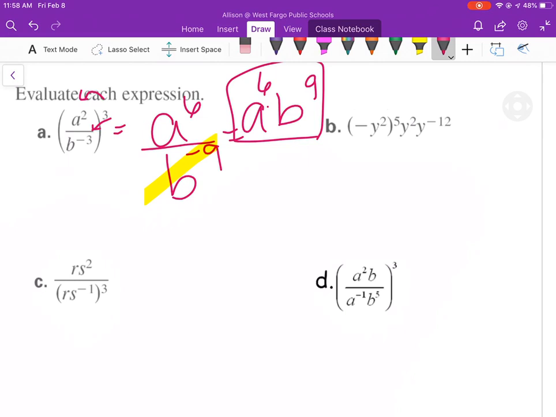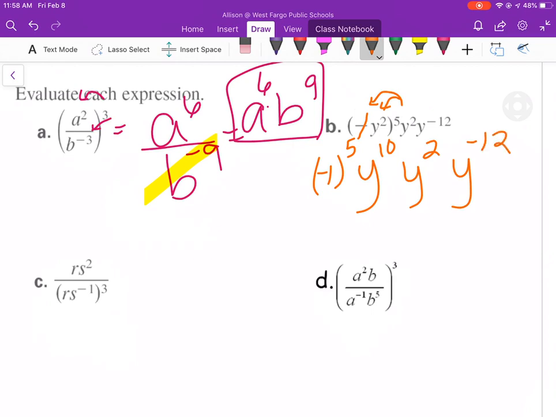In B, negative y squared to the fifth, this is really product of powers. You have a product right here, negative y, that's like a negative 1y squared. So you need to take that exponent of 5 to both the negative 1 and the y. So you're going to end up with negative 1 to the 5th, and then y, 2 times 5, that's going to leave you with y to the 10th. Then y squared, then y to the negative 12th.